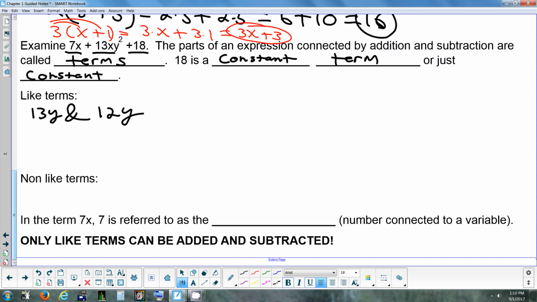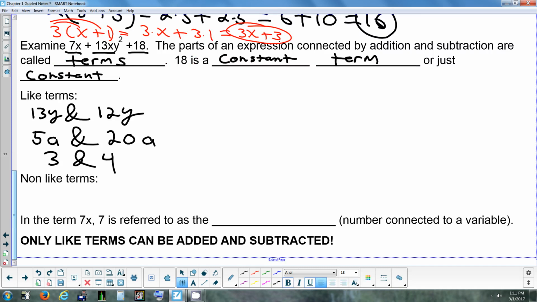How about another, we don't have to do a bunch of them, but give me a different pair of like terms. Gemini? 5A and 20A. Perfect. How about 3 and 4? Are those like terms? Could you add those if you wanted to? Yes. Sure. So like terms don't just have to be variables, but if they do have variables, they have to have the same variables.